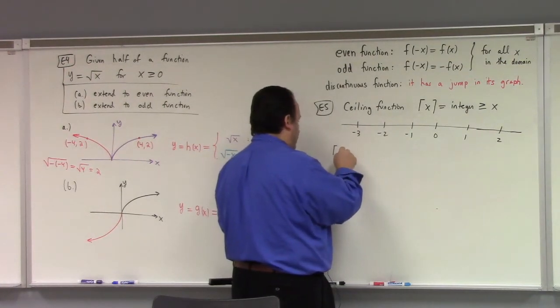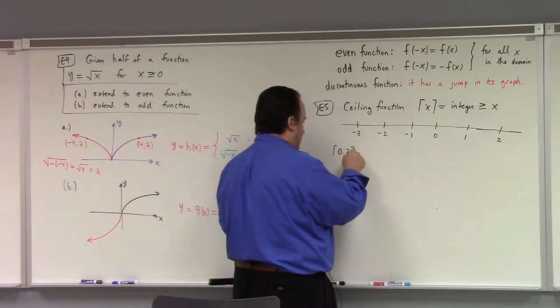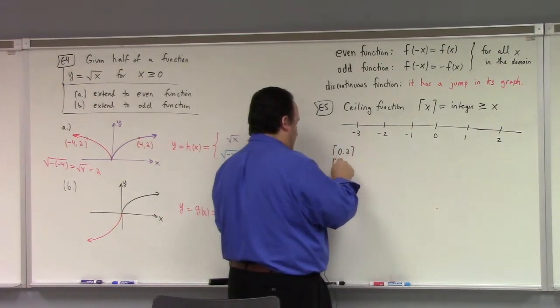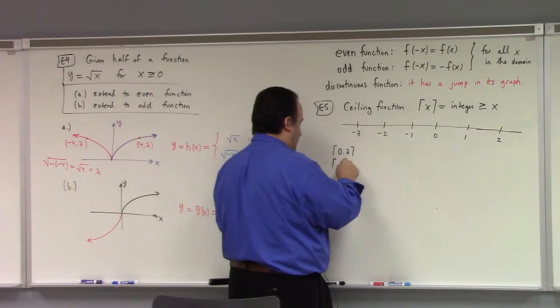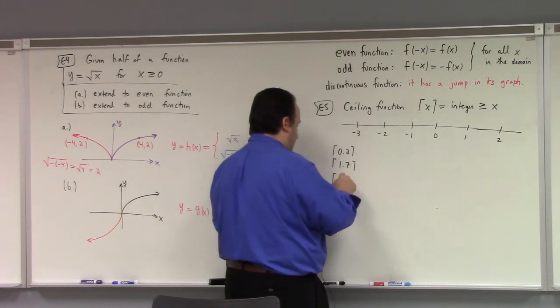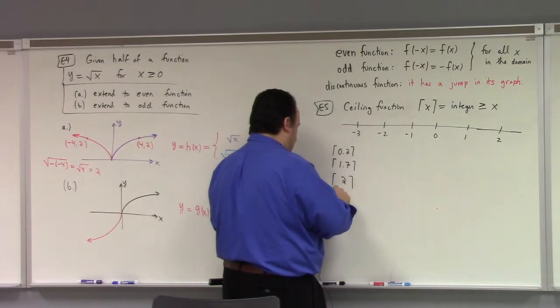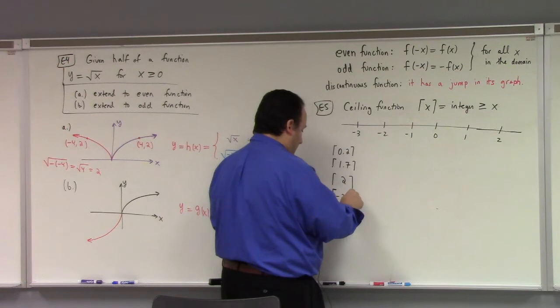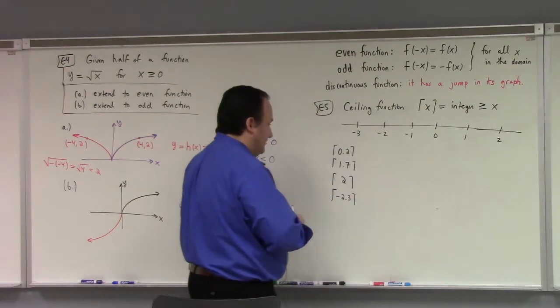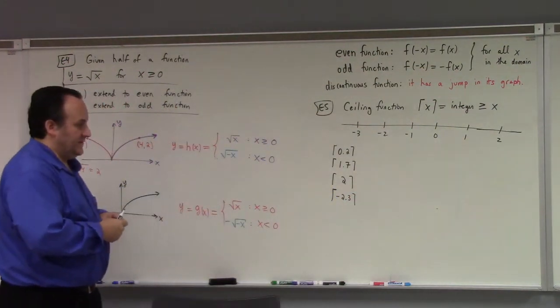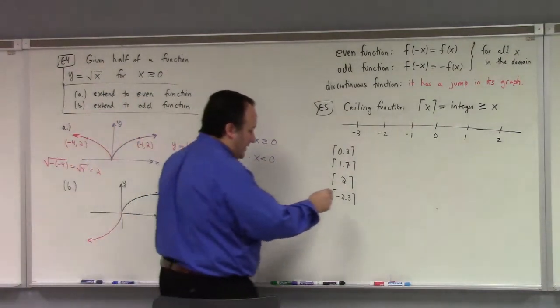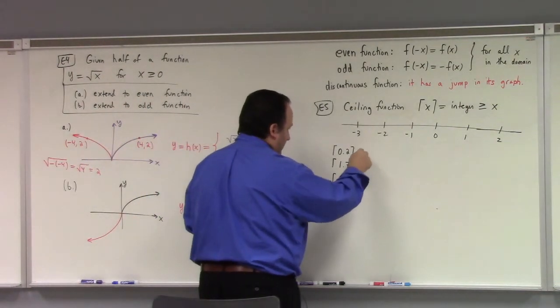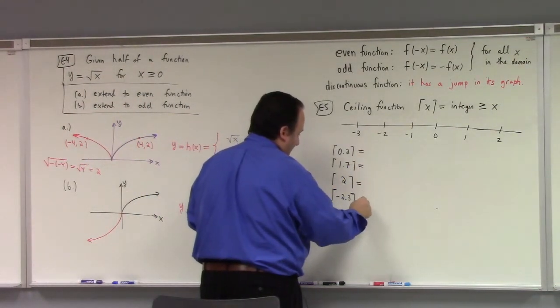And so like the ceiling of 0.2, and let's figure out what's the ceiling of 1.7, the ceiling of 2, the ceiling of -2.3. All right. If we can figure those out, then I think we pretty well understand the ceiling function. So let's talk about what those would be.